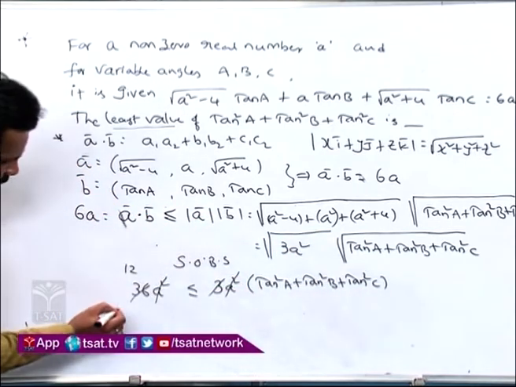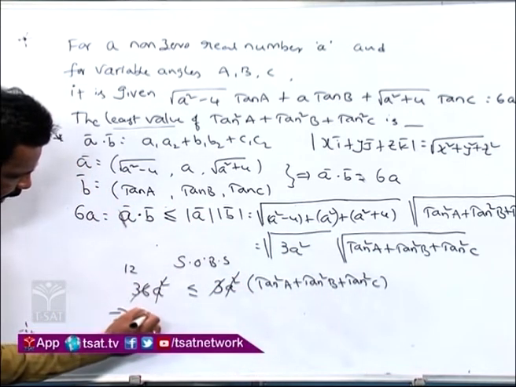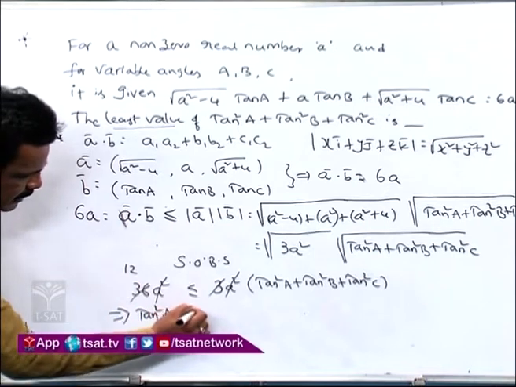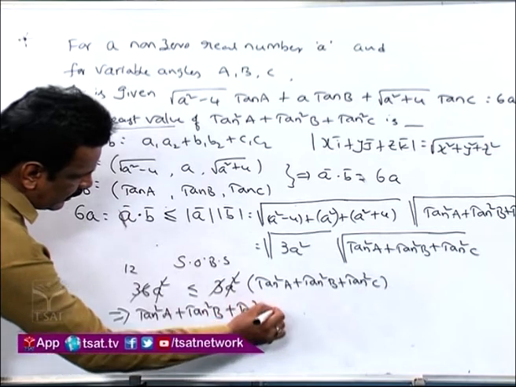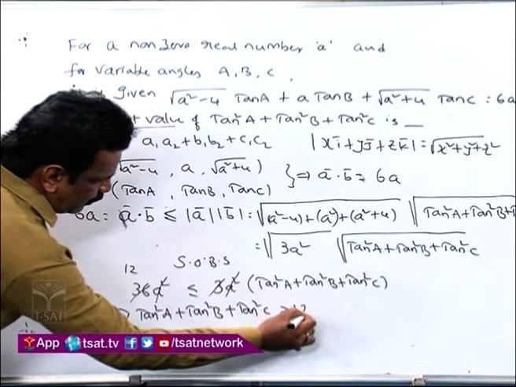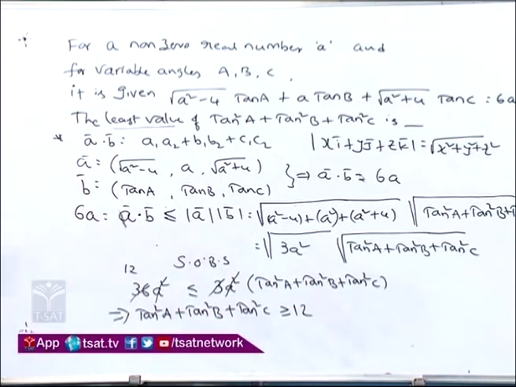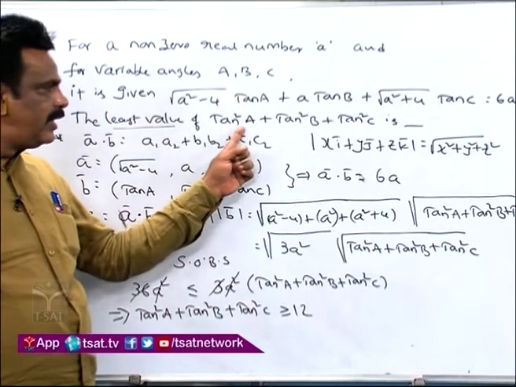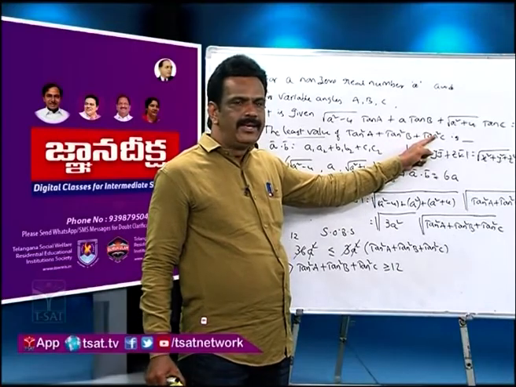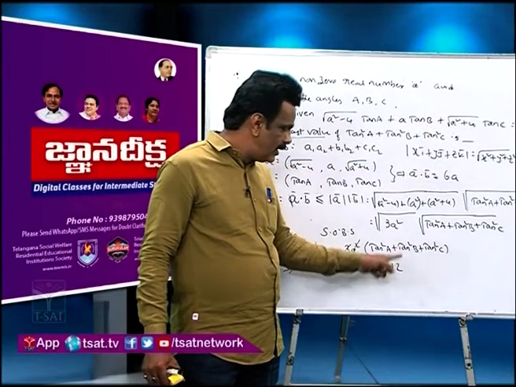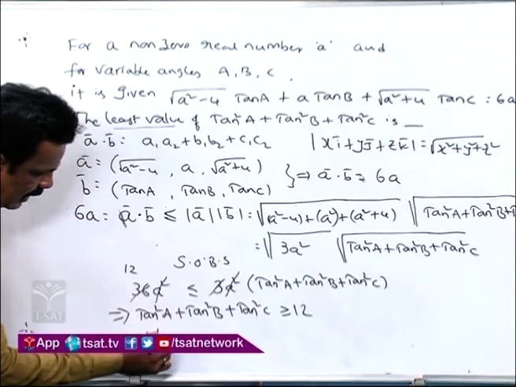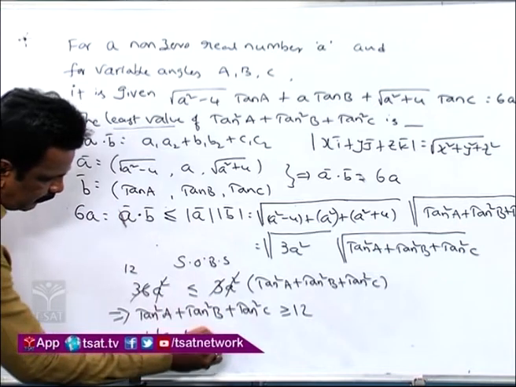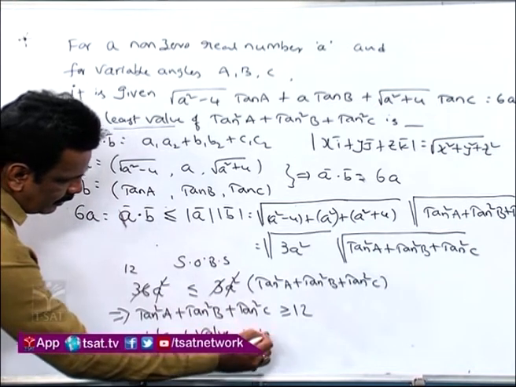Rewriting the inequality, tan square a plus tan square b plus tan square c is greater than or equal to 12, and hence we can say the expression tan square a plus tan square b plus tan square c cannot be less than 12, and hence the least value is 12, we can write.